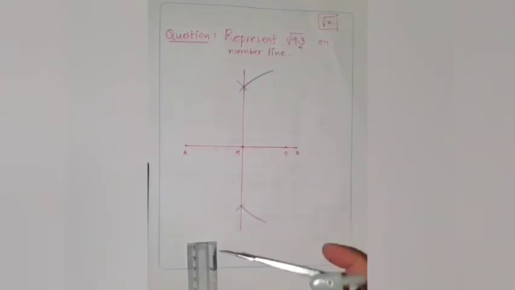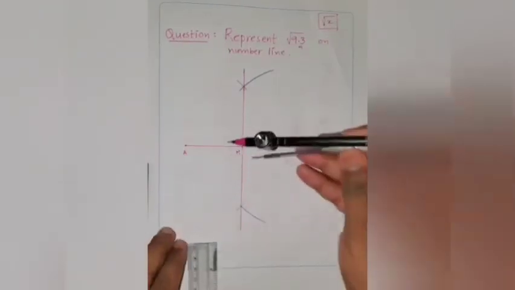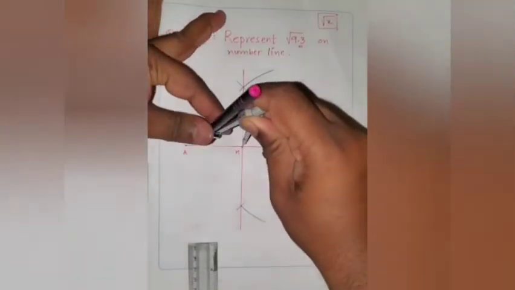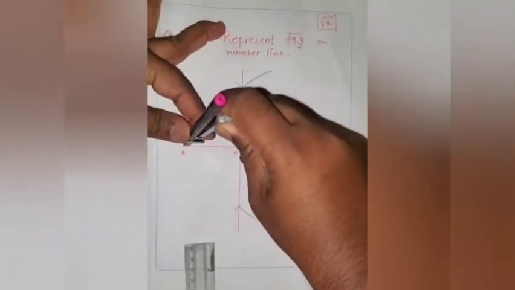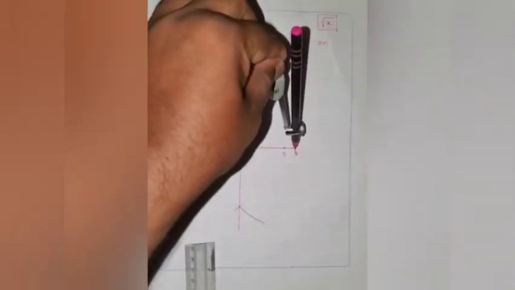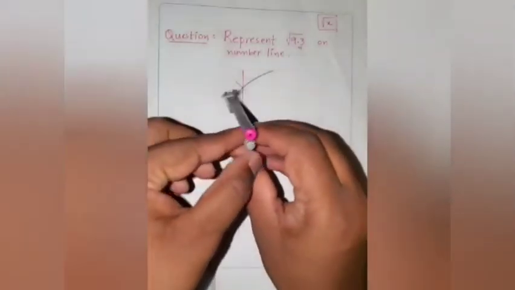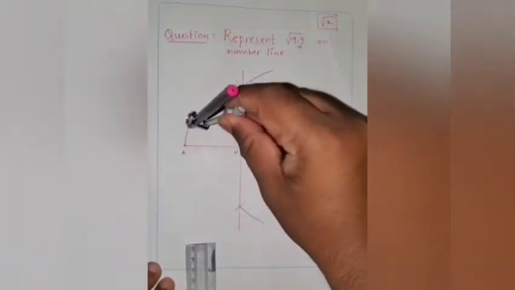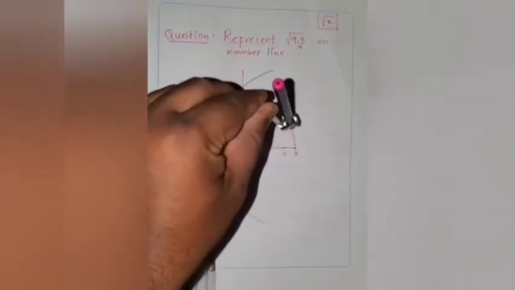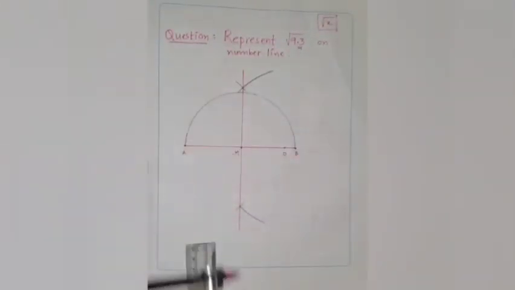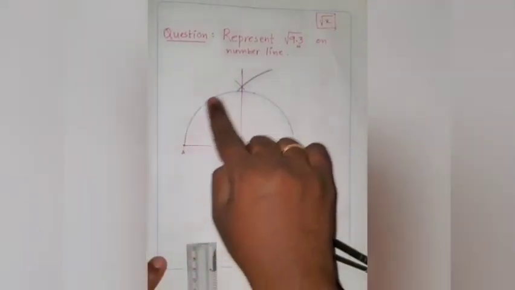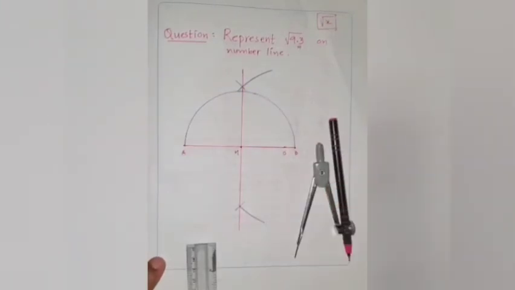Coming to the next step, wherein I'll keep M as a center and measure A. Or I can measure B. They have to be the same because M is the midpoint. Now what I will do is I'll make a semicircle sort of thing, as you can see over here. So taking M as the center, I made a semicircle using the compass.